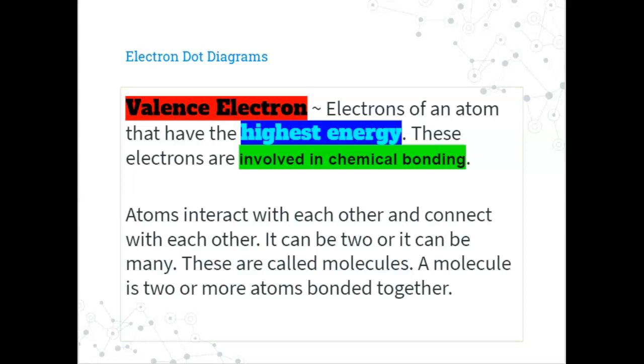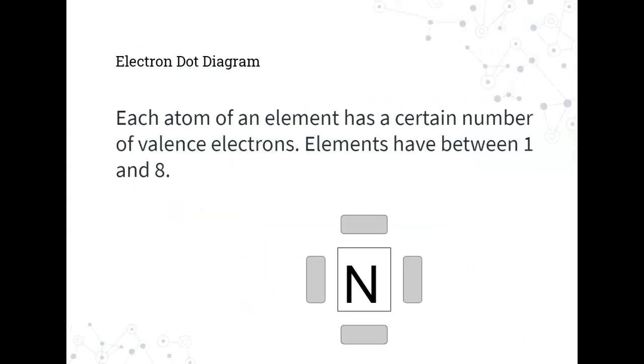Now, as these atoms are connecting with each other, it can be 2 atoms, it can be 3 atoms, it can be 12 atoms. These things are called molecules. Anytime there are 2 or more atoms bonded together, it's called a molecule. Now, every element has valence electrons. Each element has a specific number based upon where it is positioned in the periodic table.